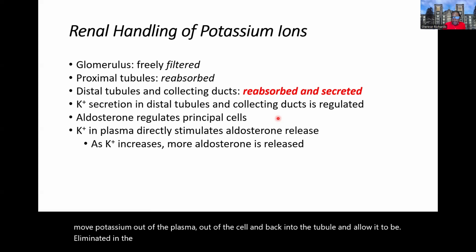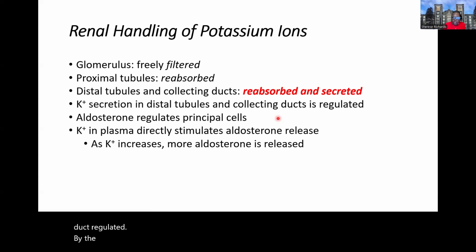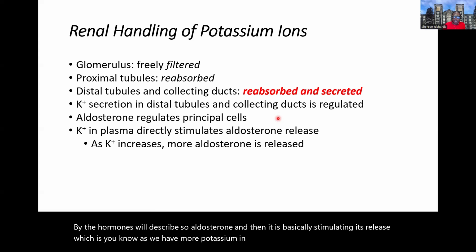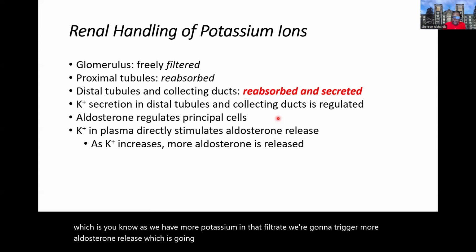So potassium secretion happens in the distal tubule and collecting duct, regulated by the hormones we'll describe. So aldosterone is basically stimulating its release. As we have more potassium in that filtrate, we're going to trigger more aldosterone release, which is going to facilitate more of that excretion or secretion of potassium.